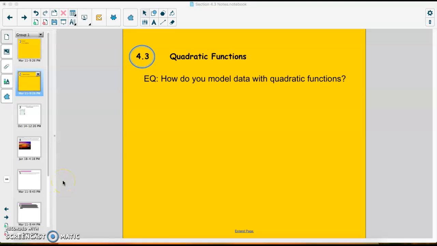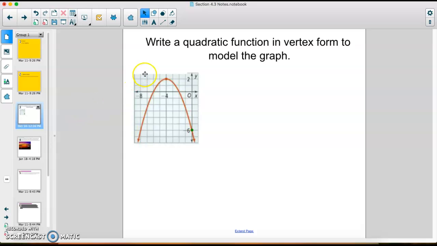All right, welcome to 4.3 quadratic functions and our essential question, how do you model data with quadratic functions? So we're going to start off here. First, last time we graphed from an equation. Now we have a graph. We're going to write the equation, and we're going to write it in vertex form. And if you remember vertex form, it was the one that looked like absolute value.